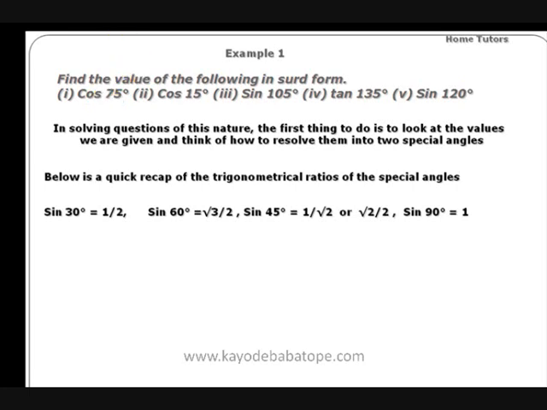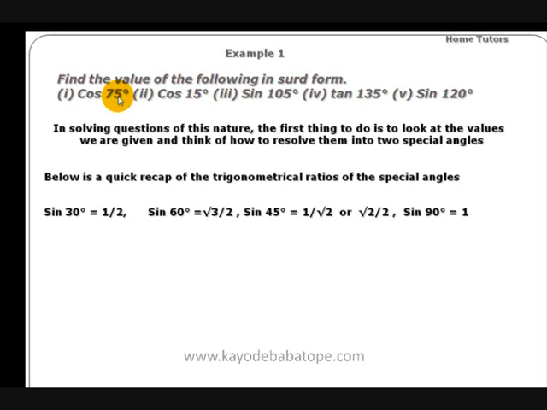So 75 is equal to 50 plus 25, isn't it? But 50 is not a special angle, neither is 25 a special angle. So we can say 75 is equal to 90 minus 15, but 15 is not a special angle. So again, let's try another one. We can say 75 is equal to 30 plus 45. Voila, because 30 is a special angle, so also 45 is a special angle.